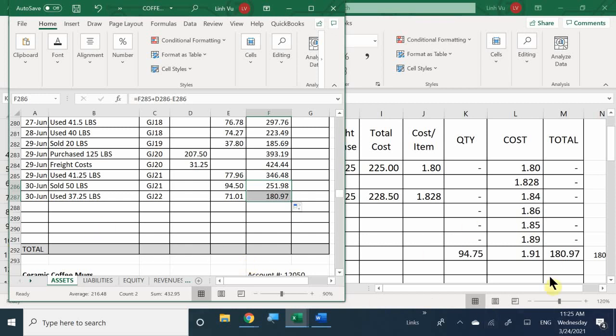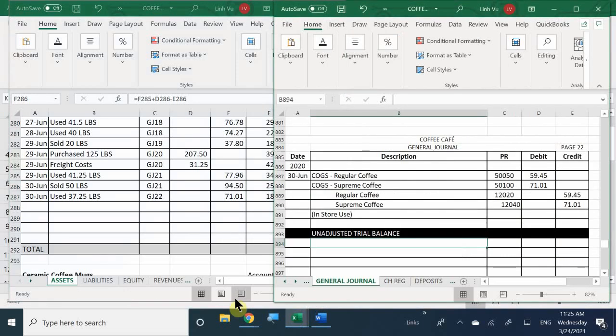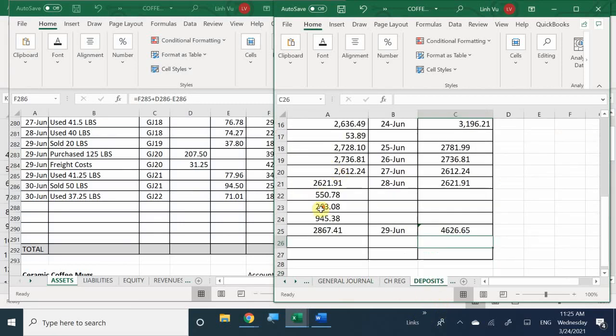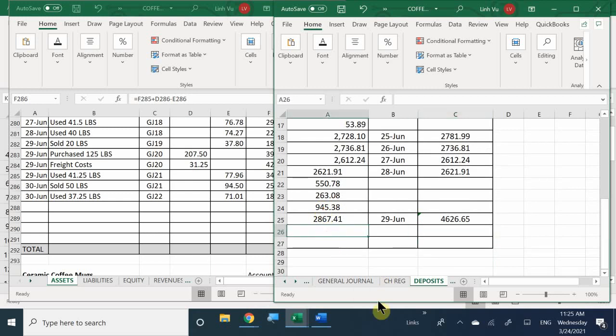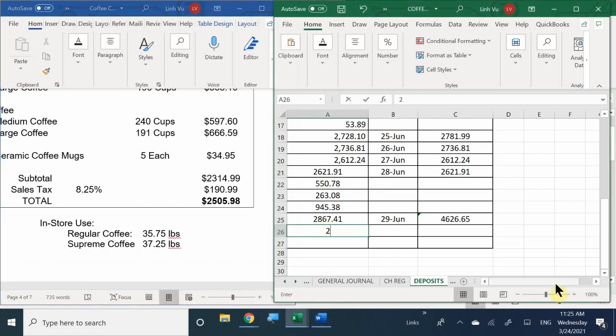Last but not least, what do we need to do before we can continue tomorrow? Deposit. We have to deposit the money we earned today. So, last thing that we did here. What was the amount that we earned? We earned 2505.98, and it is June 30th, and we deposited that money.